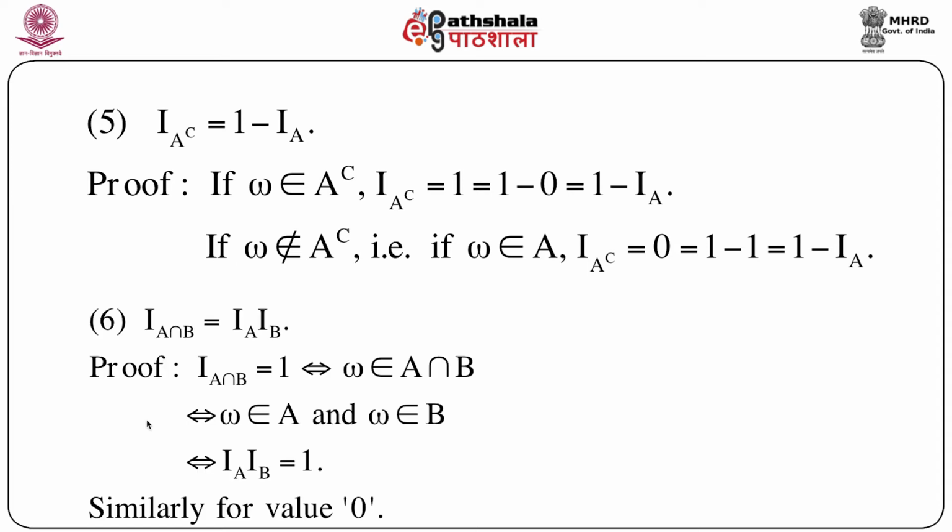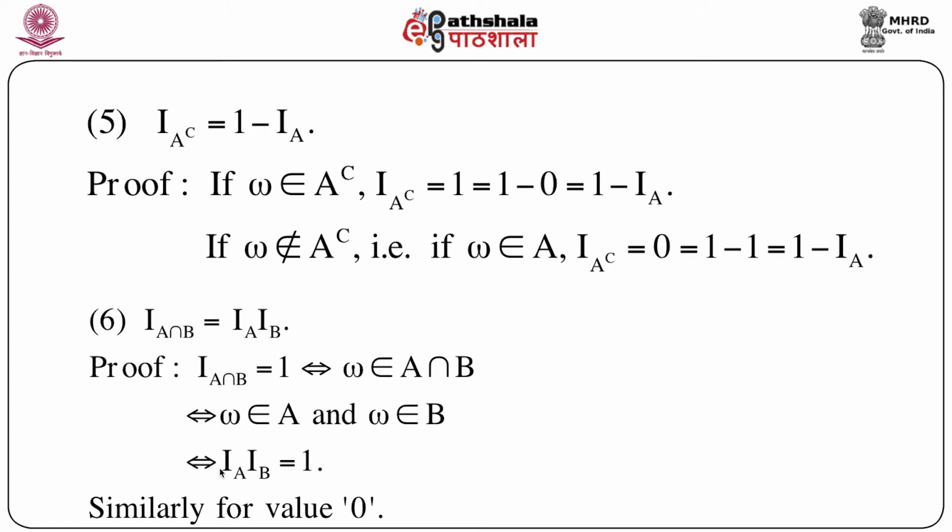Now, what about the indicator function over the intersection of two sets? That is, I of A intersection B equals IA times IB. The proof again goes exactly in the same way. I of A intersection B equals 1 implies, and is naturally implied by, omega belongs to A intersection B. This implies, and is implied by, omega belongs to A and omega belongs to B, because both should hold in order to belong to A intersection B.